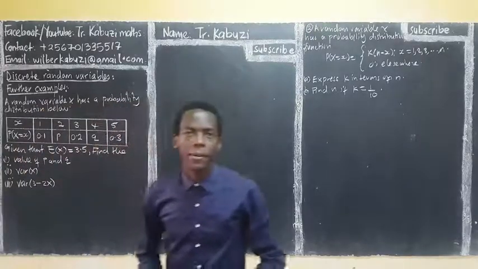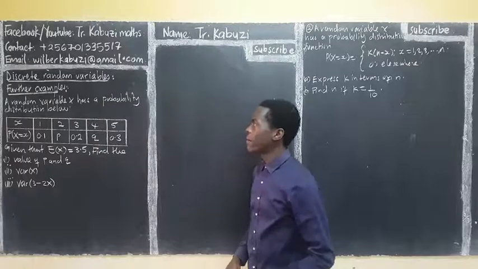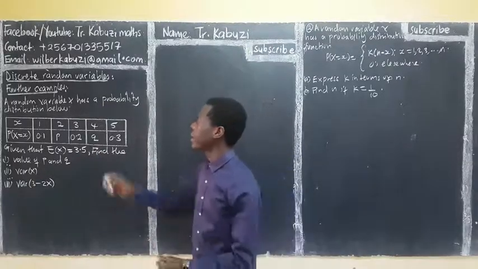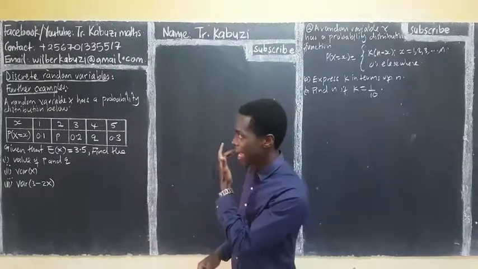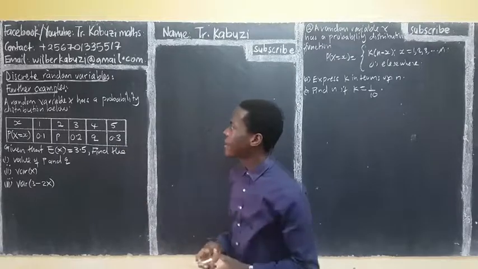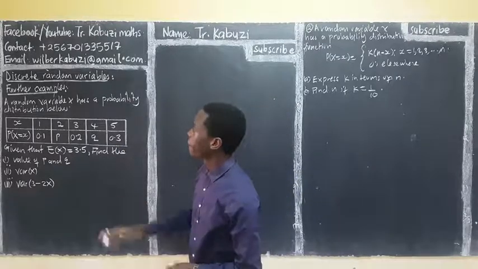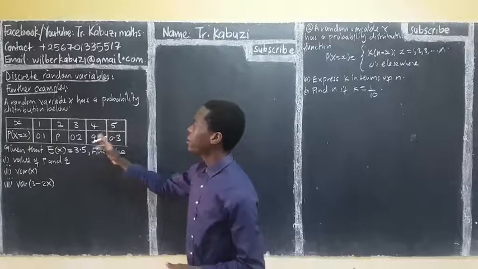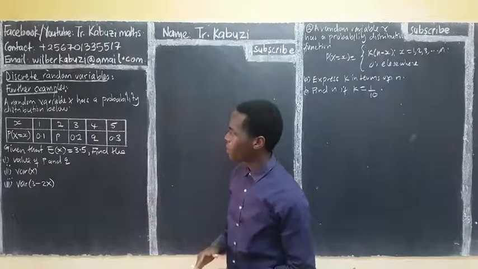Let us see more examples about discrete random variables. We are going to start with this, then we shall see others. So random variable x has a probability distribution below. These are our x values, and these are their corresponding probabilities.